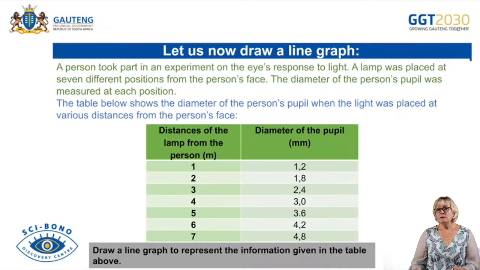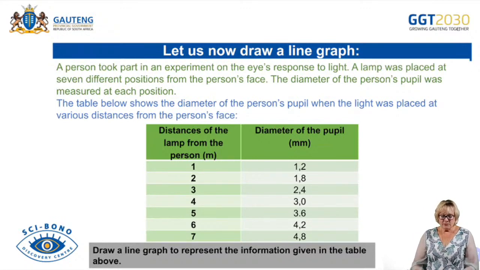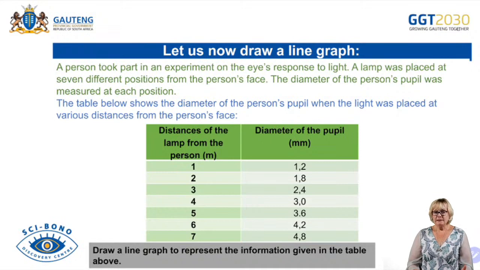All right, let us now draw a line graph. Let's see if you remember all the rules for drawing a line graph. A person took part in an experiment on the eye's response to light. A lamp was placed at 7 different positions from the person's face. The diameter of the person's pupil was measured at each position. The table below shows the diameter of the person's pupil when the light was placed at various distances from the person's face. All right, then we have their table and they give us the data and they say draw a line graph to represent the information given in the table.